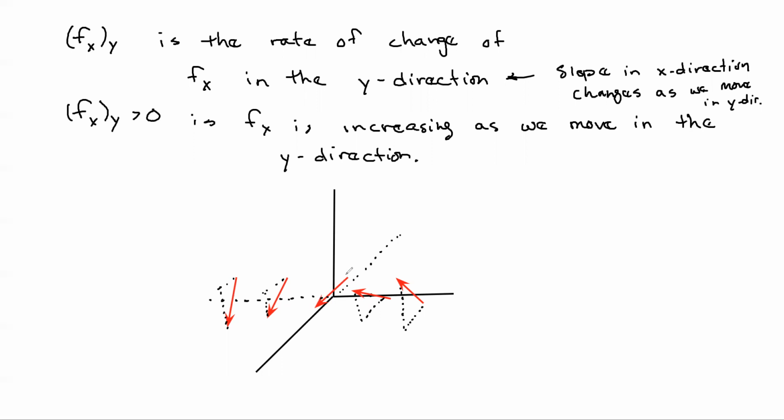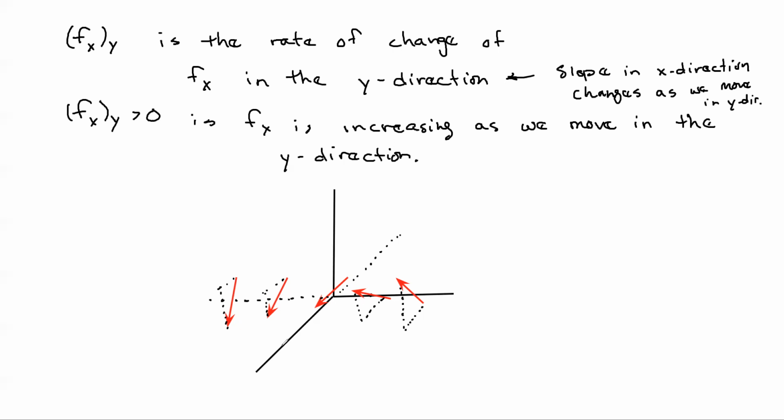The slope in the x direction is 0. As we move in the y direction, it becomes a little bit positive, more positive. So the slope in the x direction is increasing as we're moving in the y direction. And the same thing is true here. If you think about starting here, as you go, this is a large negative, less negative, 0, positive, positive. So the slope is increasing as we move in the x direction.